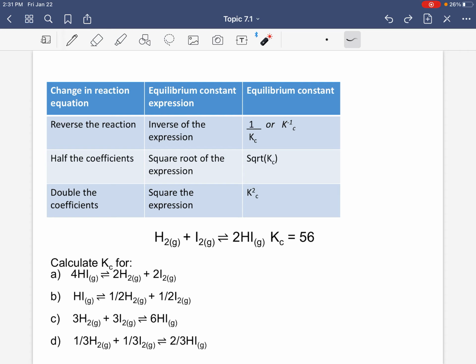So if I were to do this, Kc will now equal 1 over 56 squared. Why 1 over? Because the reaction is reversed. Why squaring 56? Because all the coefficients are doubled from the original.